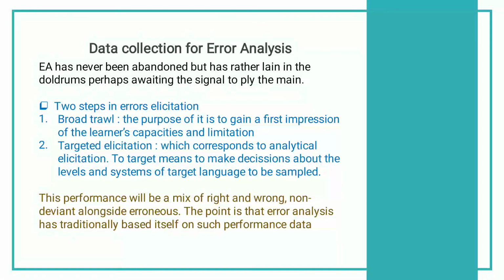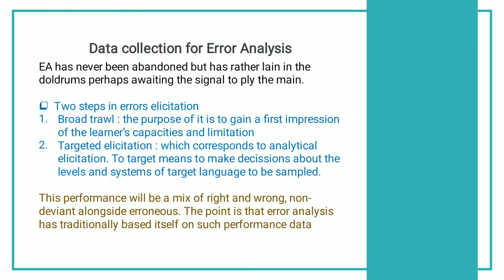Last one, the data collection for error analysis. Error analysis has never been abandoned but has rather lain in the doldrums, perhaps waiting for the signal to play the main part. There are two steps in error elicitation. First, broad trial. The purpose of it is to gain a first impression of the learner's capacities and limitations. Second, targeted elicitation, which corresponds to analytical elicitation. To target means to make decisions about the levels and systems of the target language to be sampled.